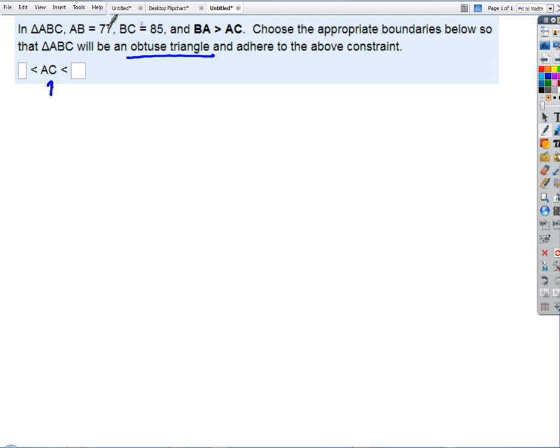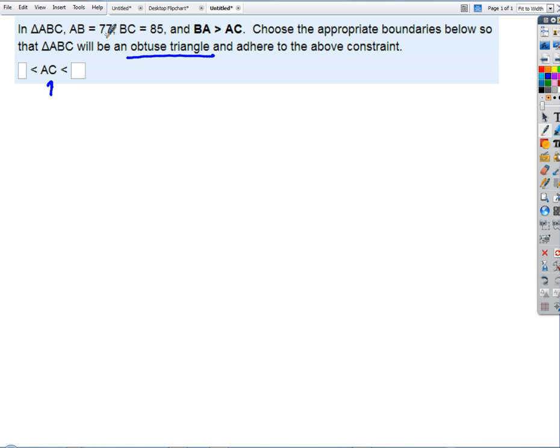So if the missing side has to be less than the length of BA or AB, it's got to be less than 77. What's going to be the longest side in this triangle? It tells me AB is 77, BC is 85, and AC is going to be less than 77. So what's going to be the longest side? 85. Okay, so BC is going to be the longest side.